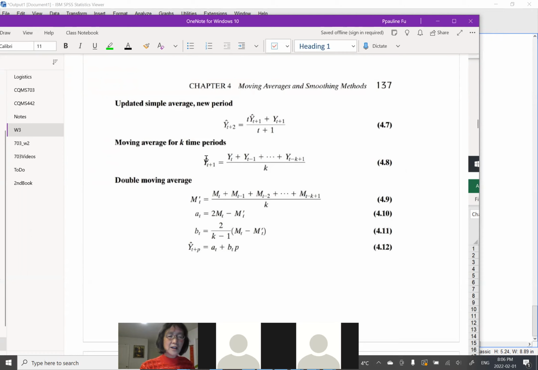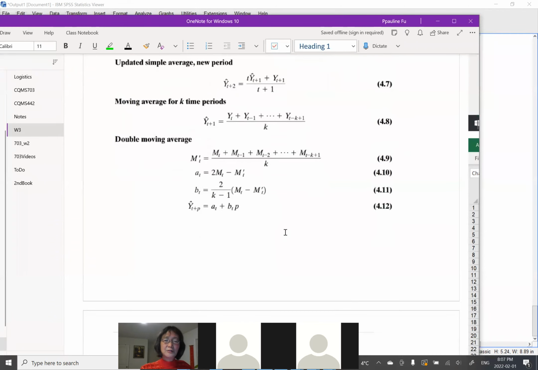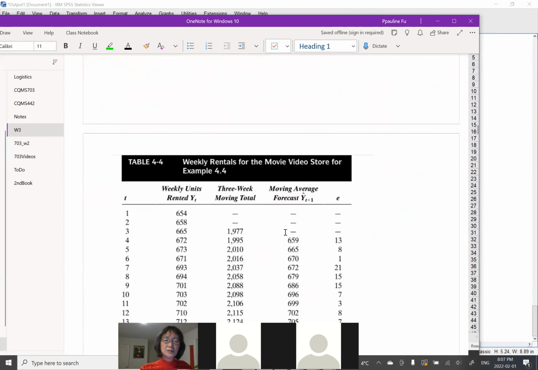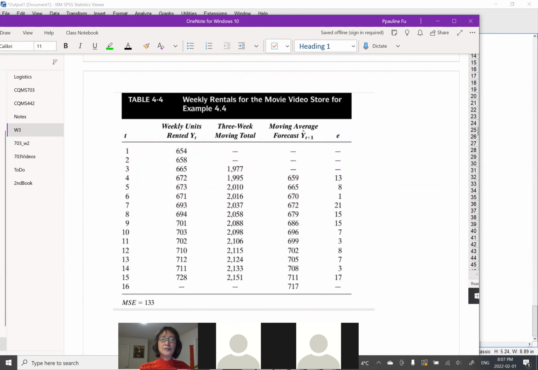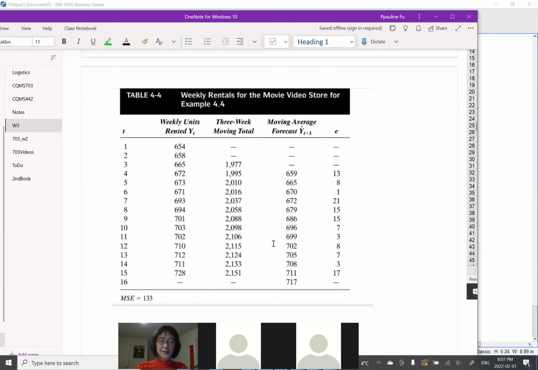And the double moving average. I'm going to use the next example to explain double moving average. So you do the average of average. The data we are going to use is weekly rentals for movie video, example 4.4. And this data I also posted on D2L. You can get this data in Excel format.